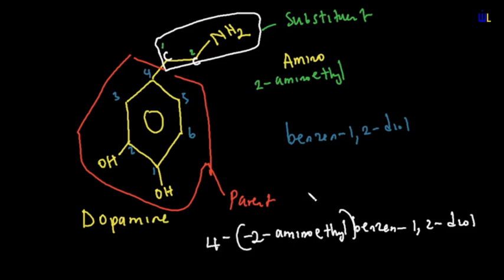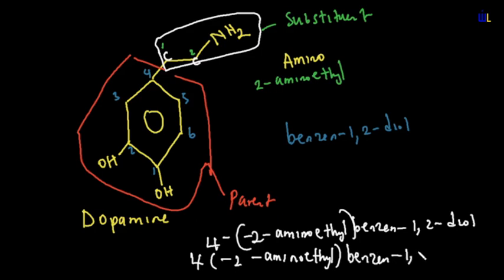So the name of this compound is going to be 4-(2-amino ethyl) benzene 1,2-diol, and that is the IUPAC name of dopamine.